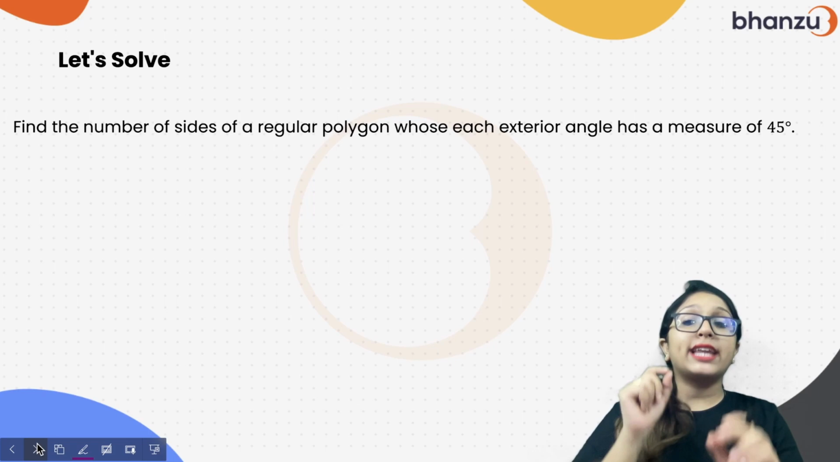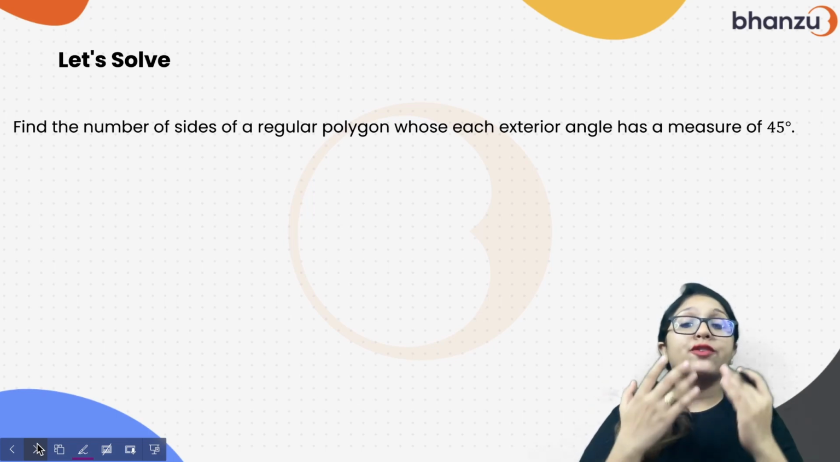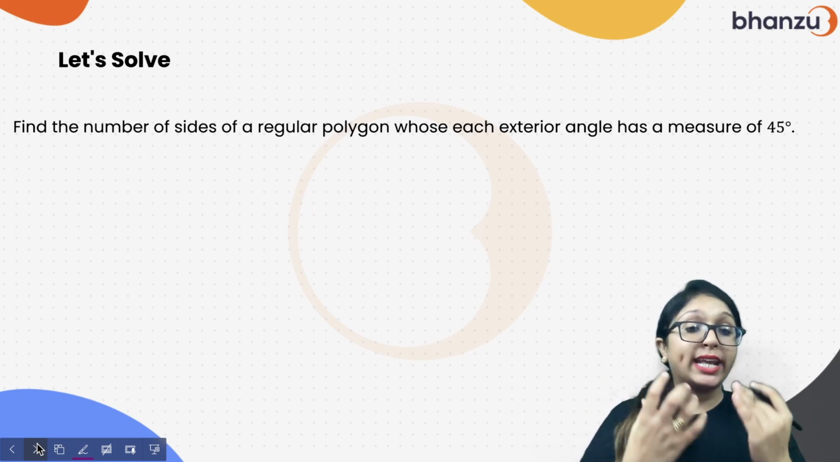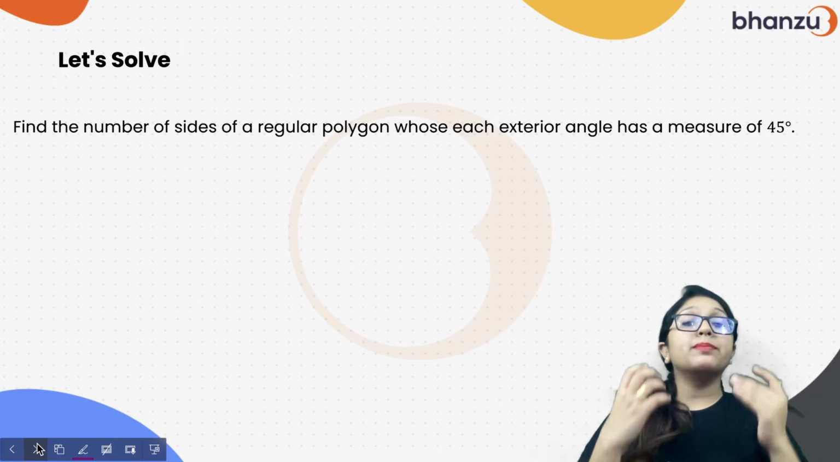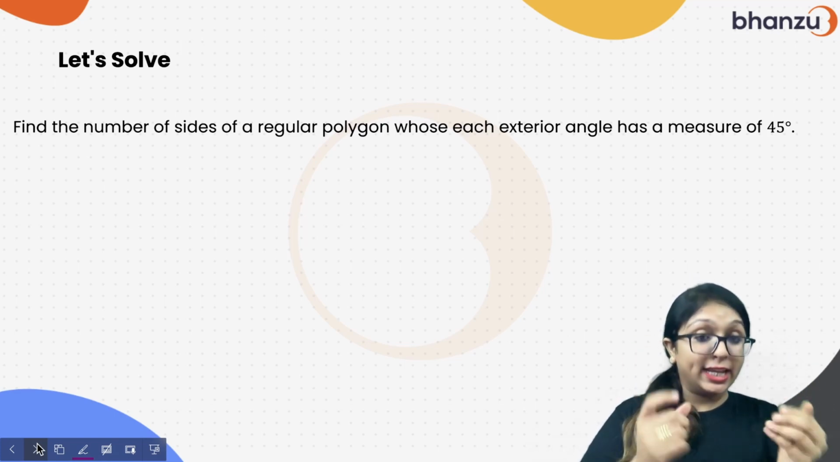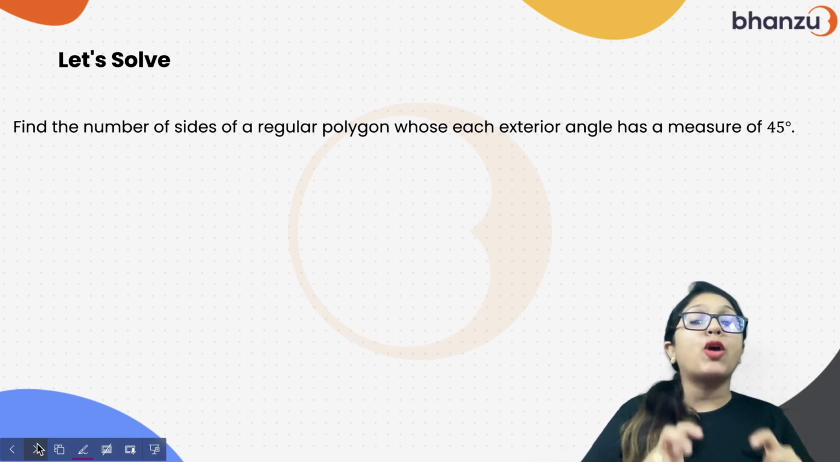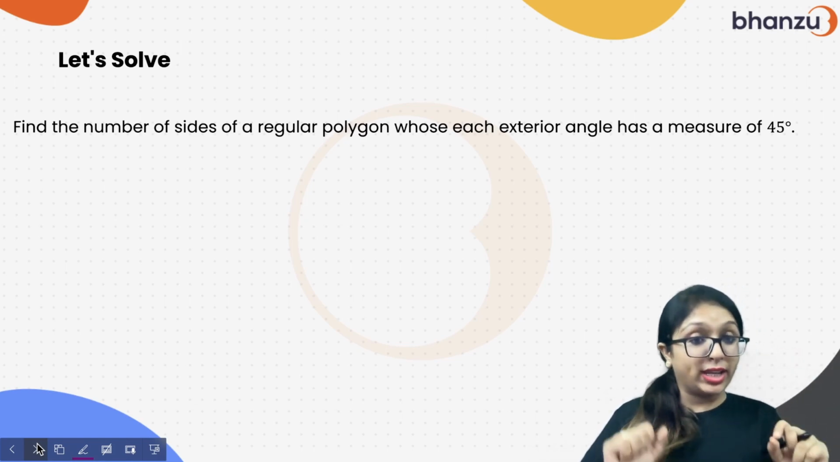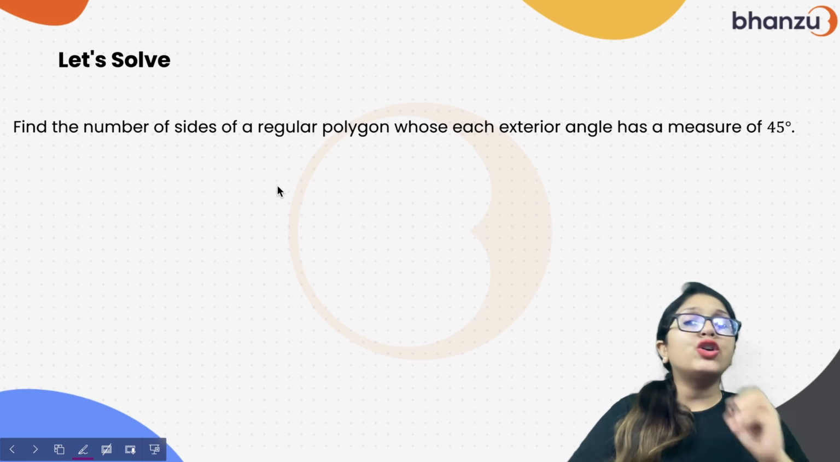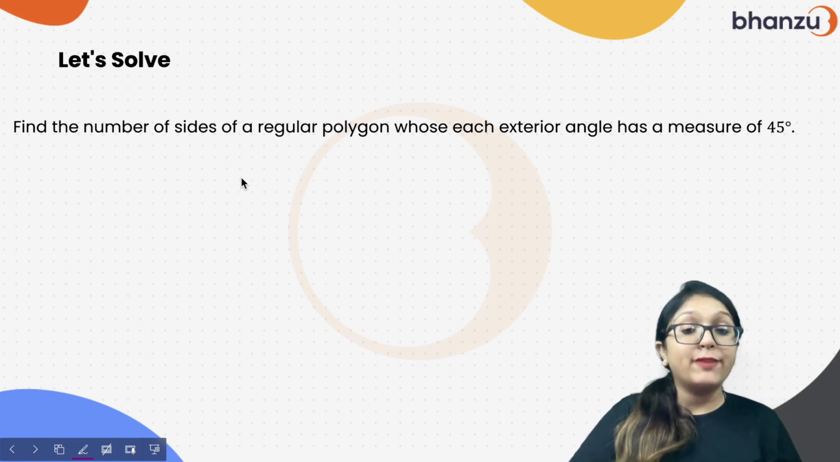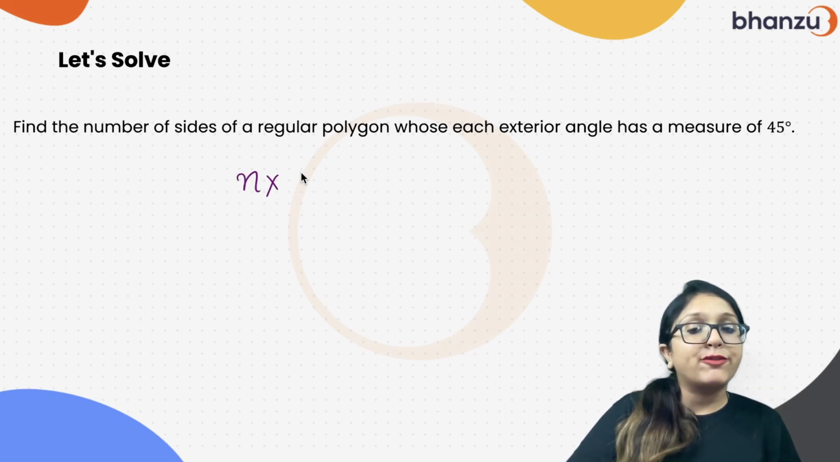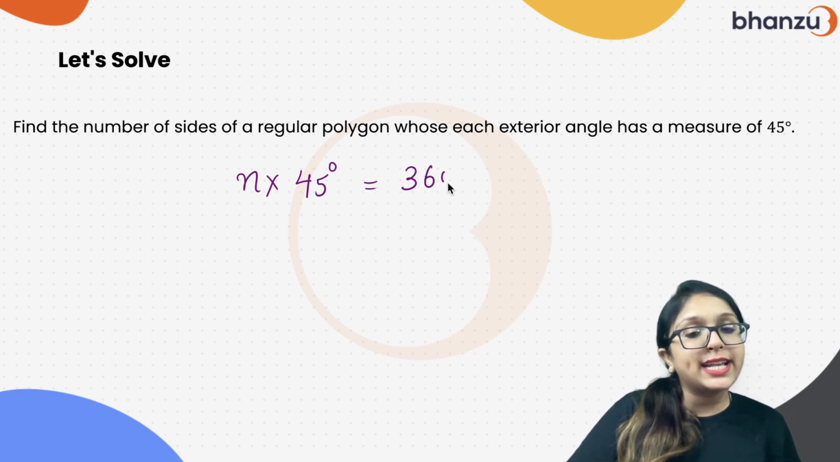Okay. So now the next question is, find the number of sides of a regular polygon whose each exterior angle has a measure of 45 degrees. Now we know that the sum of the exterior angles of a polygon is 360 degrees. Right? So now we don't know how many sides it has. So n multiplied by 45 degrees is equal to 360 degrees.